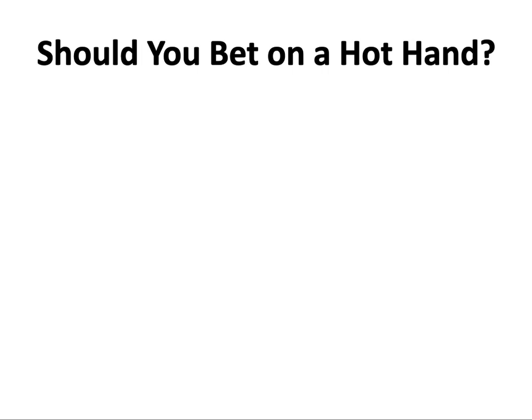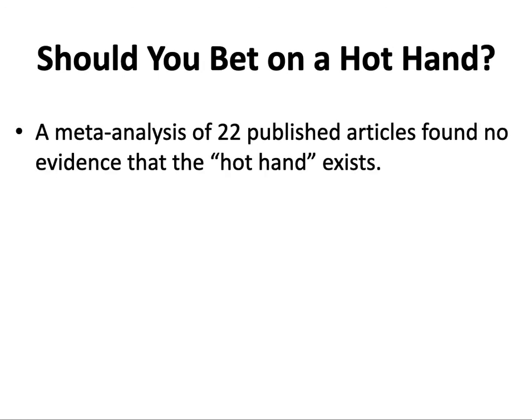Researchers studied shooting records of the Philadelphia 76ers during the 1980 and 81 season. The data did not support the hot hand hypothesis. Additionally, players made about the same number of second free throws whether they made the first one or not. A meta-analysis of 22 published articles found no evidence that a hot hand exists.